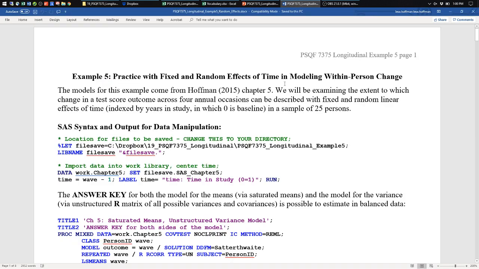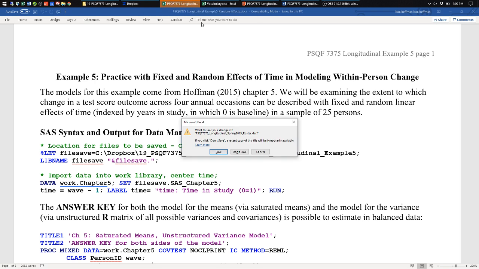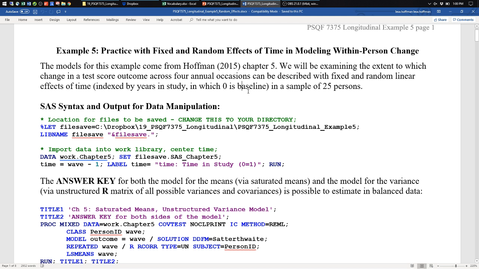So as a way of reviewing what we talked about last time, I'd like to dive into our example that goes with this. So example 5. Okay. So this is from chapter 5 in the book. This is fake data from a sample of 25 persons. It is balanced for right now. It's easier to start with the simpler cases and then work our way up to the more complicated ones.